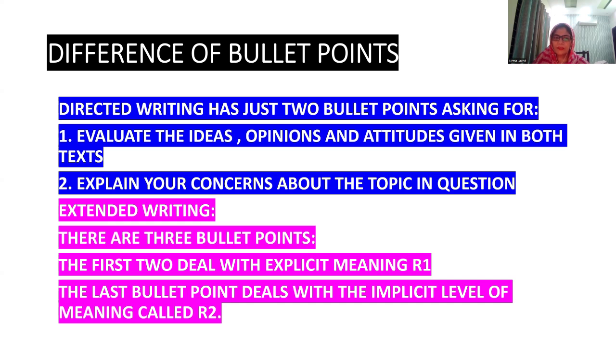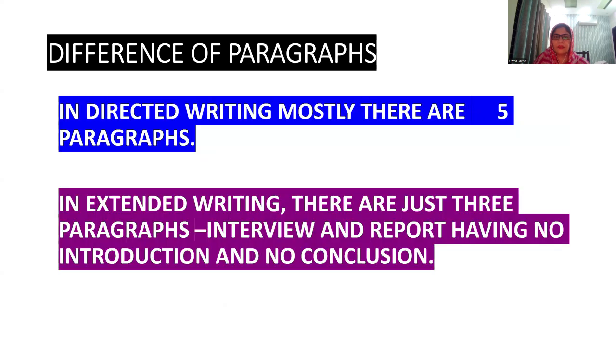The second bullet point also deals with the explicit meaning of things, whereas the last bullet point deals with the implicit meaning of things. The first two bullet points both relate to the explicit meaning in extended writing, whereas the last bullet point deals with the implicit level of meaning, and this is called R2. If you want to obtain the best score in extended writing, the third bullet point should be answered in absolute detail. Only then will you be awarded a higher grade in this question.